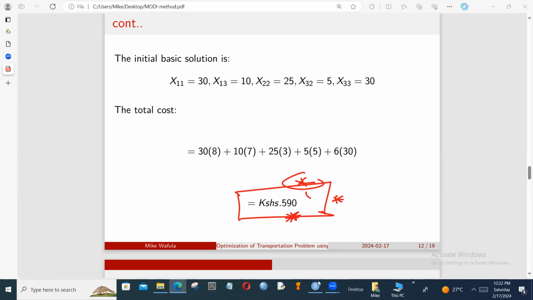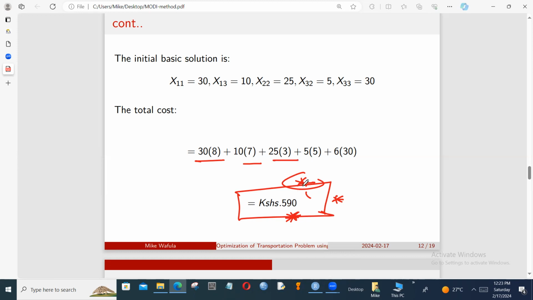I know those who are not in the class of introduction to transportation problem are asking whether this is true. Please find time and go through the slides and the recording for introduction to transportation problem. It will do you a good deal.